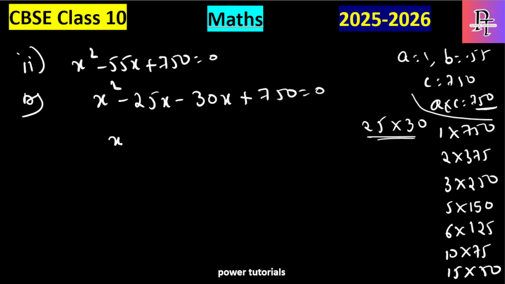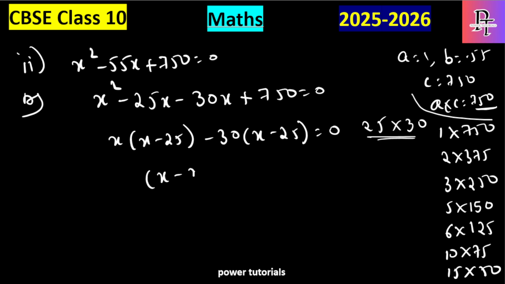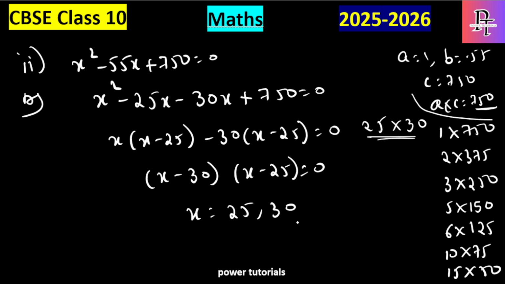So if I take x common, I will get x minus 25, and here I told you the trick, just write x minus 25 first, then see whichever is pending. You can see it is minus 30. So the values are simple. x minus 30 is equal to 0, x minus 25 is equal to 0. Hence the values are 25, comma, 30.